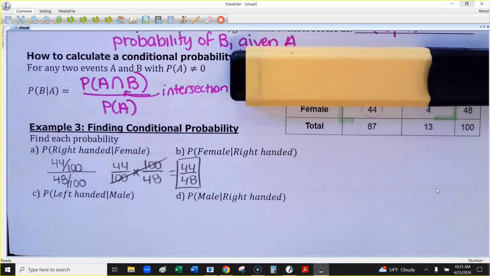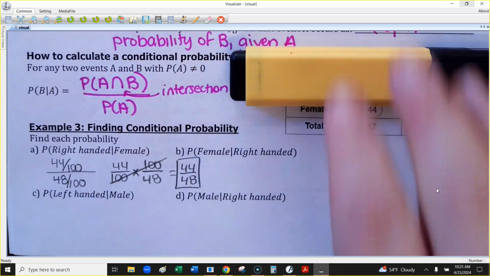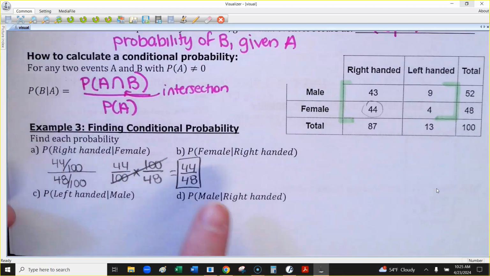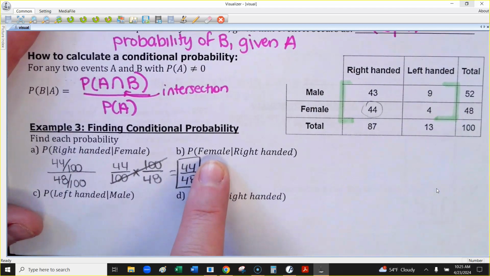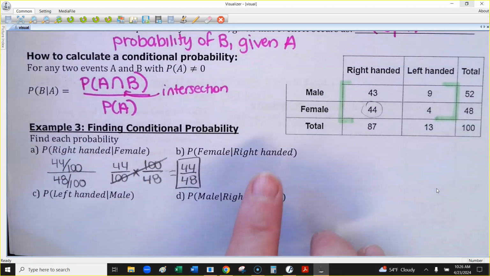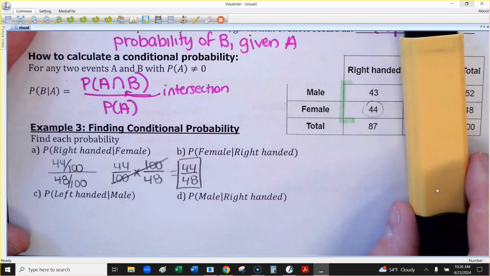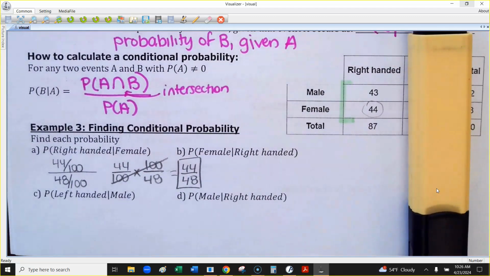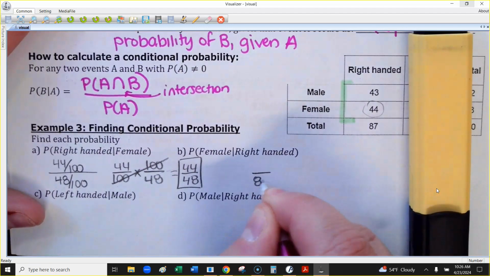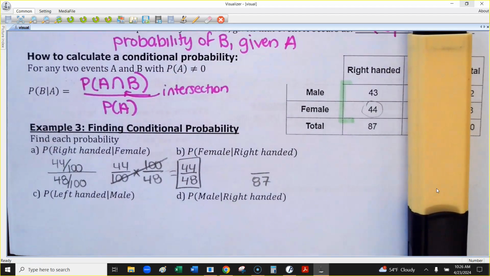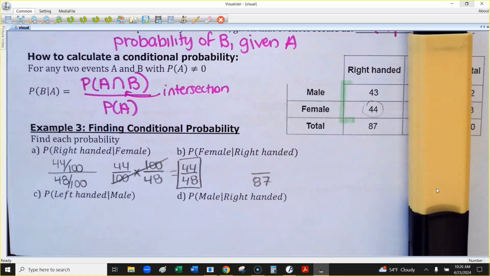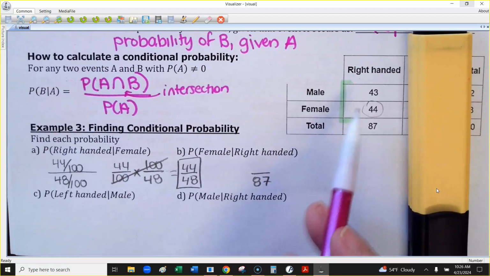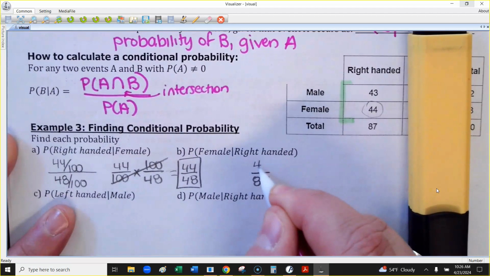If you want to do it like that, I think it might be a tiny bit easier than using the formula, because you can just pick it out of the table. So if I was doing this one, the probability I pick a girl given that they were right-handed, I literally just cover up the left-handed. Given that they are right-handed, I'm going to put the 87, whatever the given is, on the bottom. There's 87 right-handed people. How many of them are female? This would be 44 out of 87.